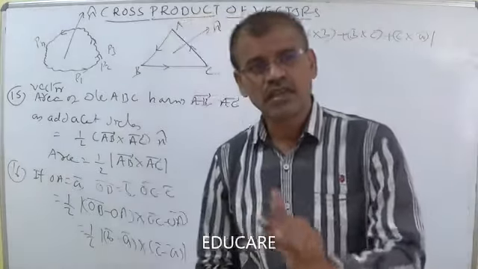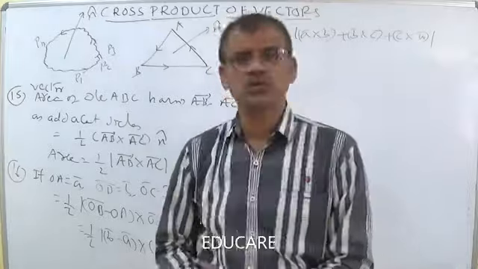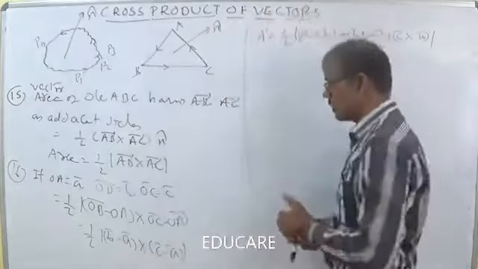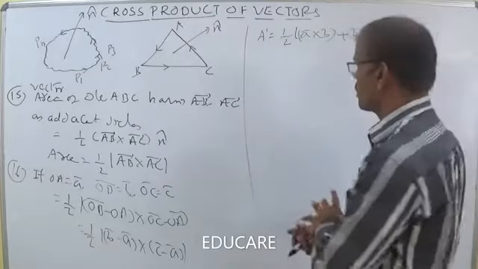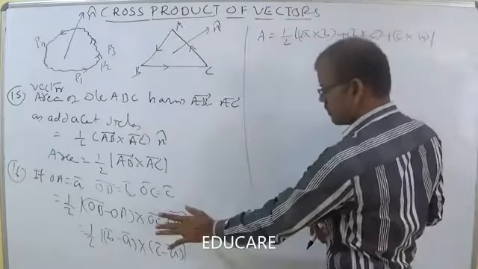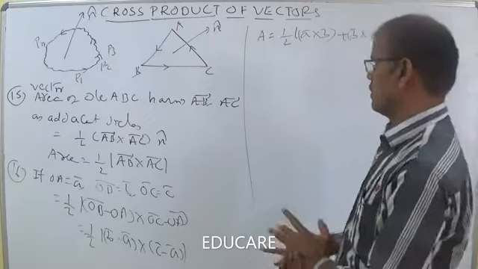Otherwise, if he gives vertices also, you can use the area formula A equal to 1 by 2 modulus of A cross B plus B cross C plus C cross A. With modulus it is magnitude area, and without modulus it is vector area.